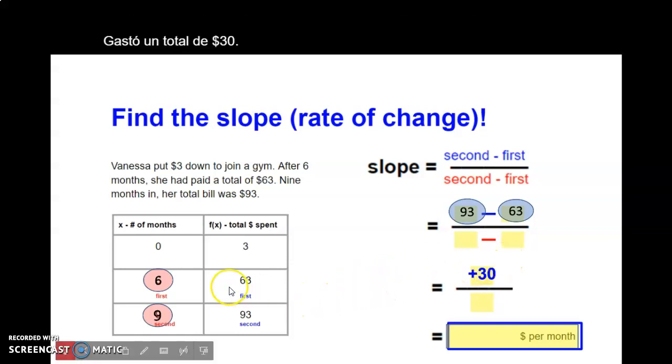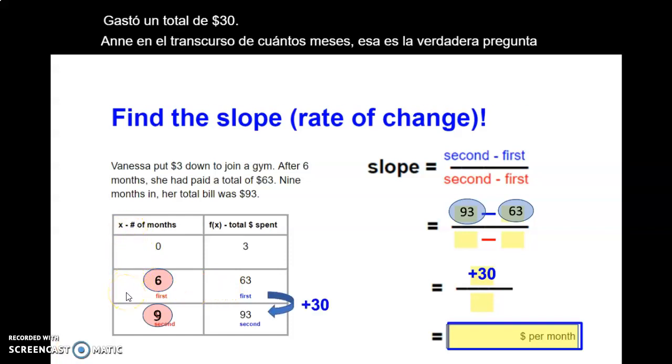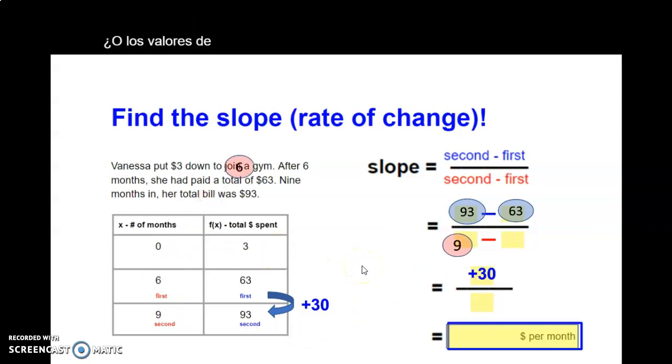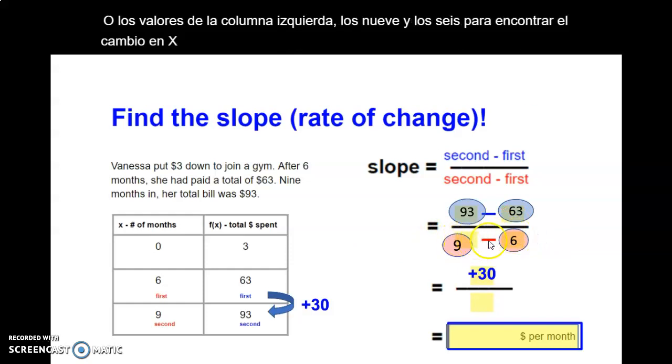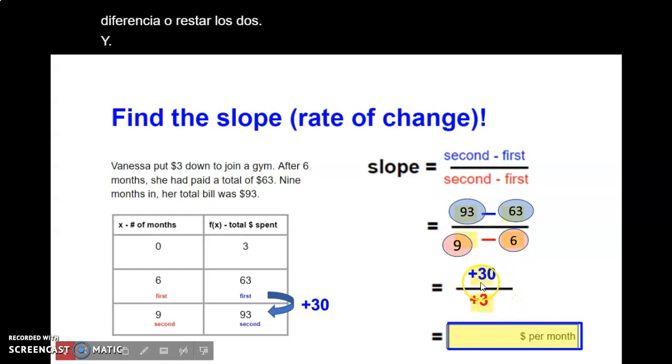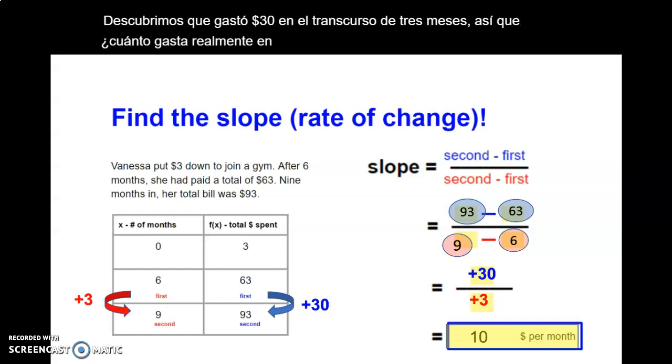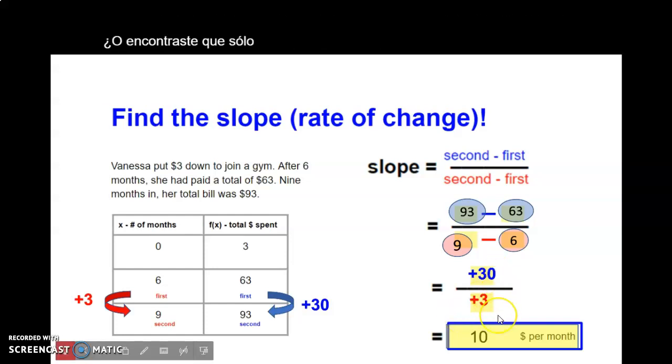And well, over the course of how many months? That's the true question. Well, the months was the change in X, or the values on the left column, the 9 and the 6. To find the change in X, all we have to do is once again find the difference, or subtract the two. And we find out that she spent $30 over the course of 3 months. So how much does she really spend over the course of just 1 month? Well, to find that, we just have to divide the two numbers for a total of $10 per month.